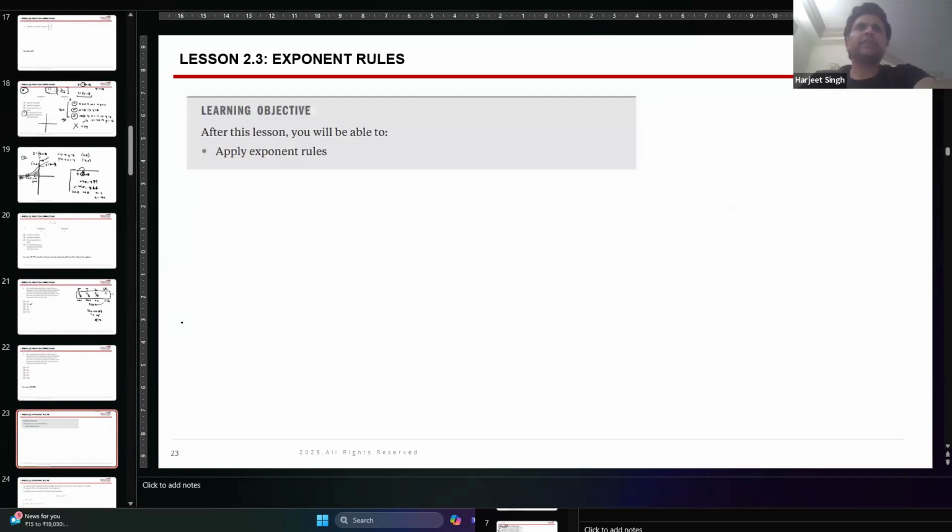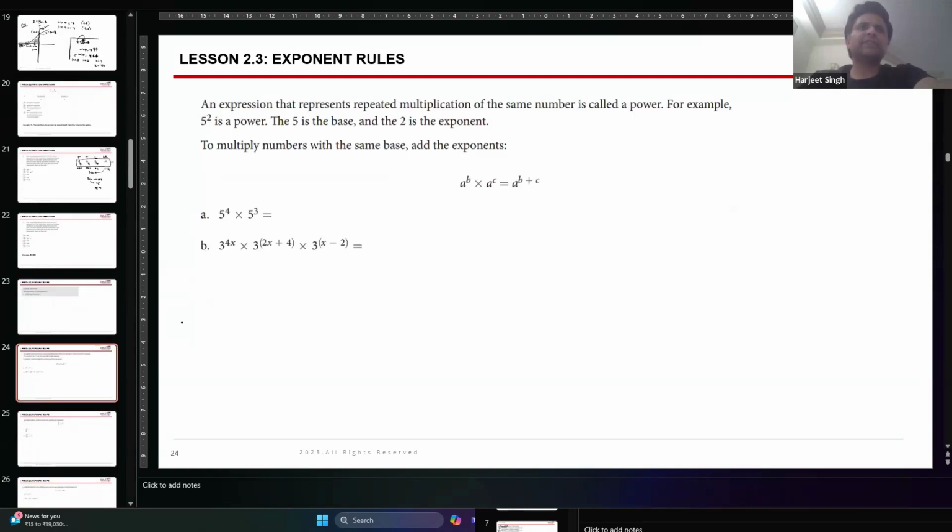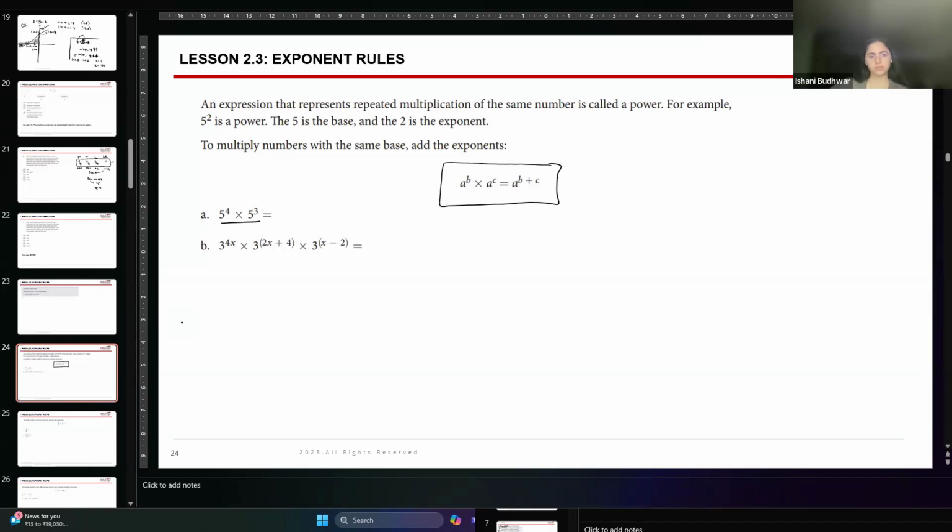Now, the last thing for today is exponents. And this is a very important rule in exponents. We did this sometime back. a to the power b into a to the power c is a to the power b plus c, right? So what's this? 5 to the power 5 plus 2 is 5 to the power 7. And what's this?